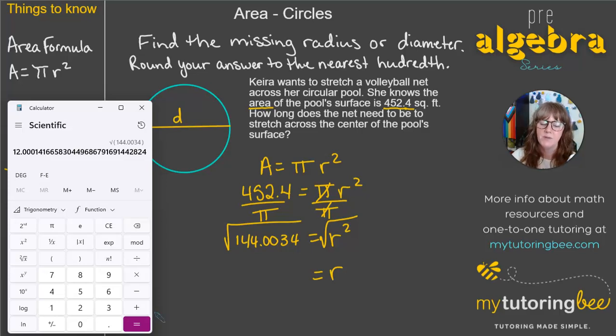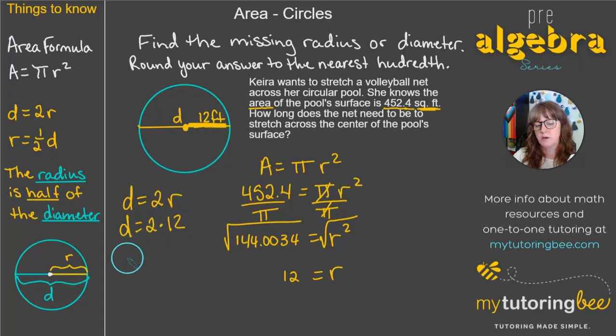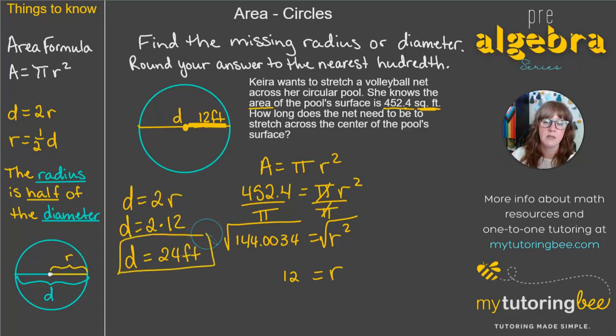12.0001. So for this one, I'm going to go ahead and round it here because I know that I'm not going to need to go out to the thousandths or 10,000ths place for this one. So our radius is 12. So halfway across from the center of the pool to the edge of the pool is 12 feet, right? Because they gave us the area in square feet. So what does that mean for our diameter? Our diameter is 2r, so diameter equals 2 times 12. So all the way across the pool is 24 feet. So that's how long she would need a net in order to stretch all the way across her pool.